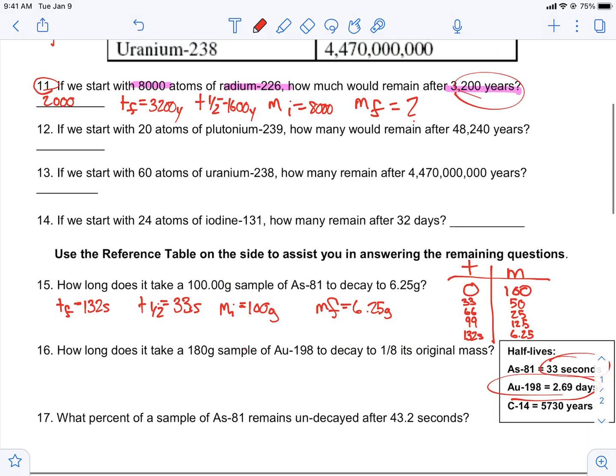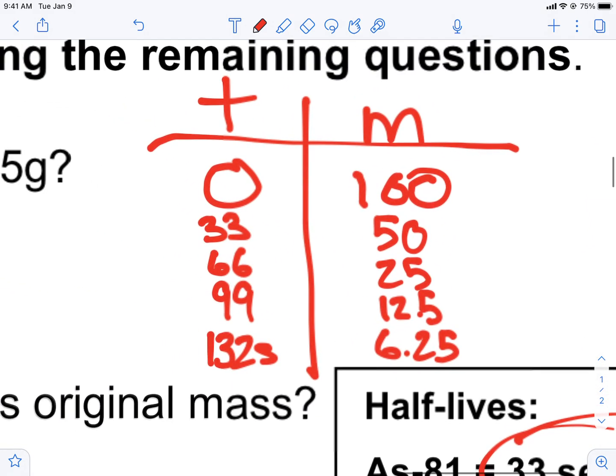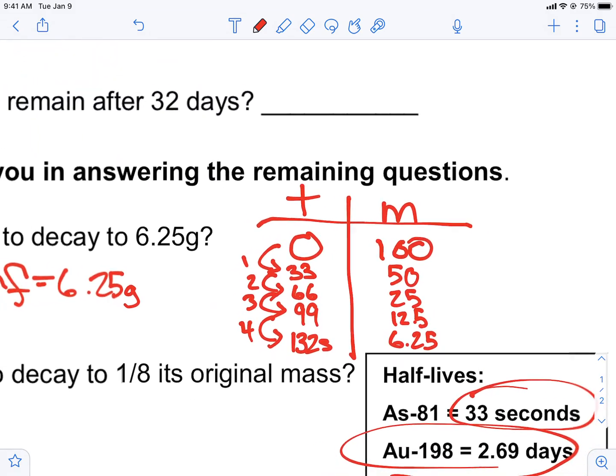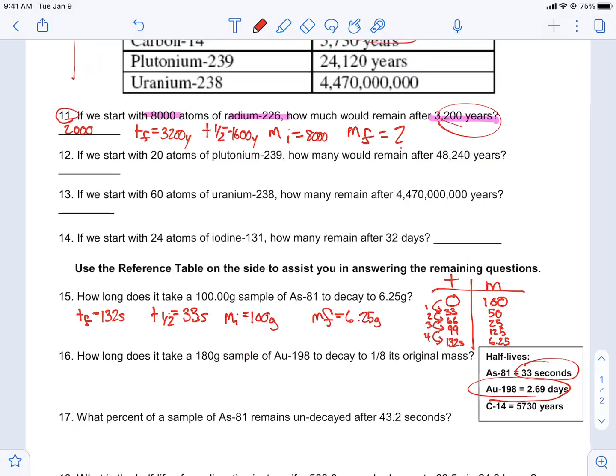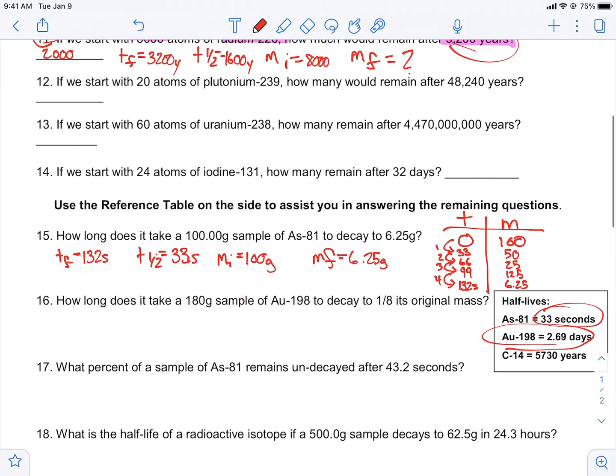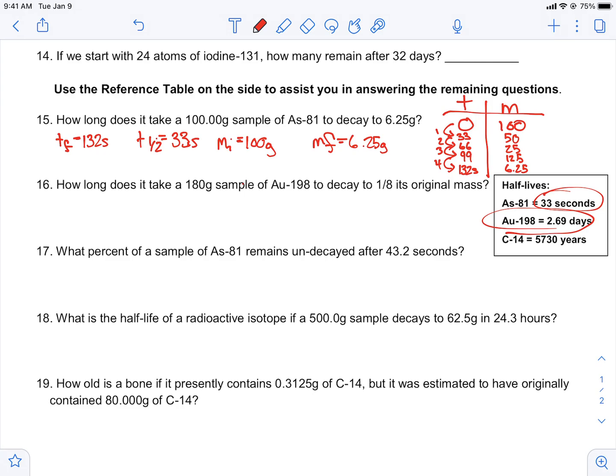How many half-lives is that? Just out of curiosity. Again, draw your arrow. 1, 2, 3, 4. So it took 4 half-lives to get down from 100 grams to 6.25 grams. So that's 2 examples of solving half-life problems. So go ahead and knock the rest of these out if you are a little bored and you want a challenge.